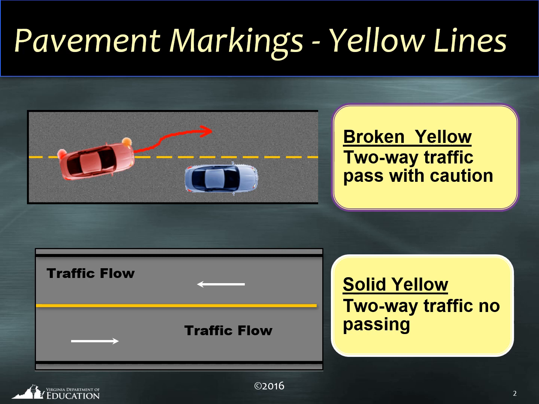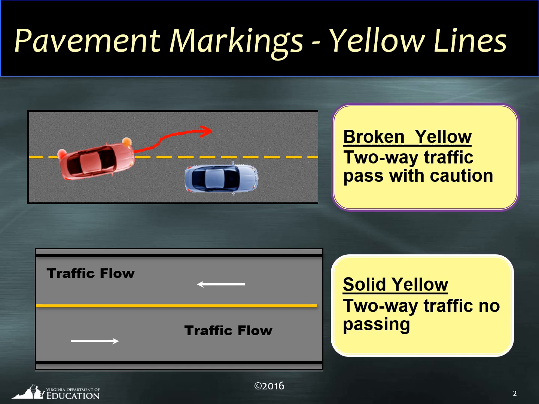Now, with the yellow line, it can either be broken or solid. So again, in the top picture, a broken line indicates passing is allowed with caution. Okay, so I want to make that very clear. If a line is broken, passing is allowed with caution. Now, in the bottom picture, if a line is solid, passing is not allowed. Okay, so again, solid lines, passing is not allowed. Broken lines, passing is allowed with caution.